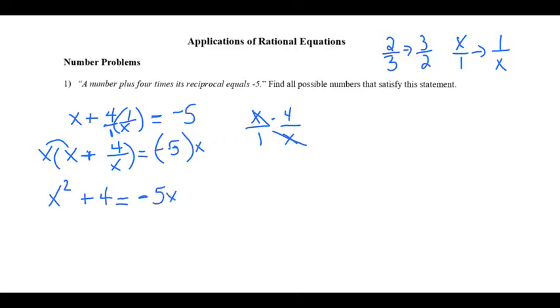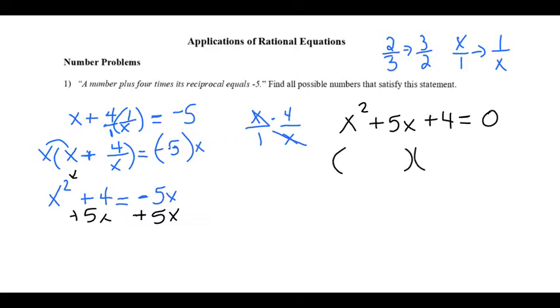Now, to solve this, it is a quadratic. We have that second power right there. So we have to set it equal to 0 and factor. I'm going to add 5x to both sides to make it equal to 0. And I am going to write it in descending order. So we're going to have x squared plus 5x plus 4 equals 0.